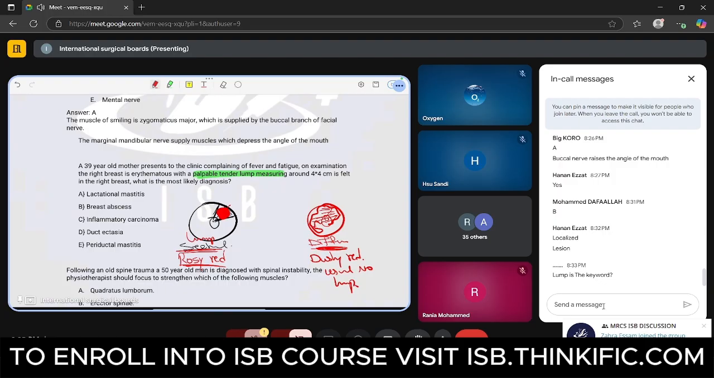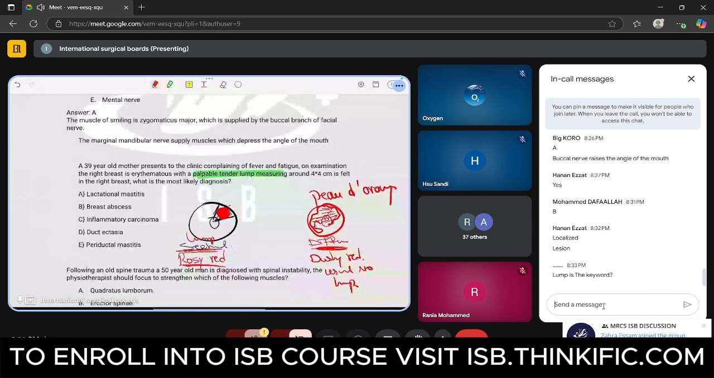Another difference, peau d'orange. Peau d'orange, the skin manifestation, is seen here in the inflammatory situation, inflammatory cell cancer. Now look, in lactational mastitis, as long as there is no chronic abscess, there is usually no peau d'orange.